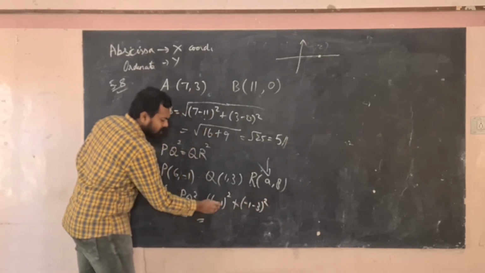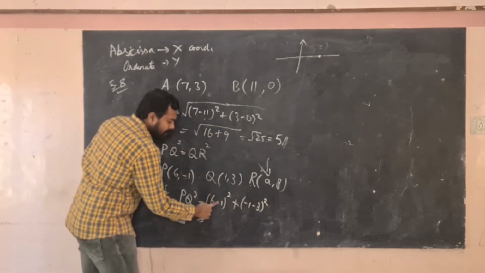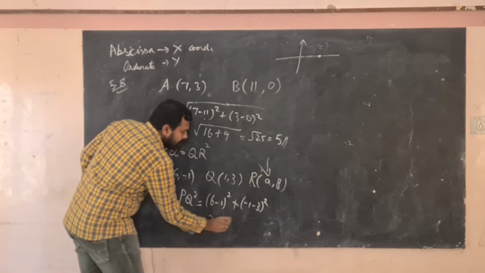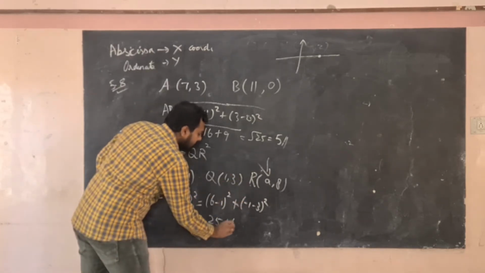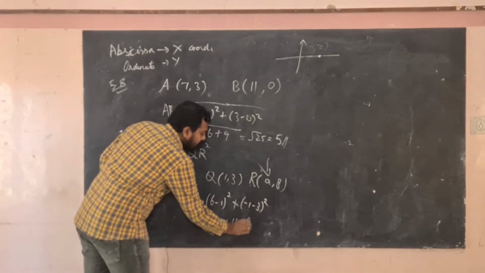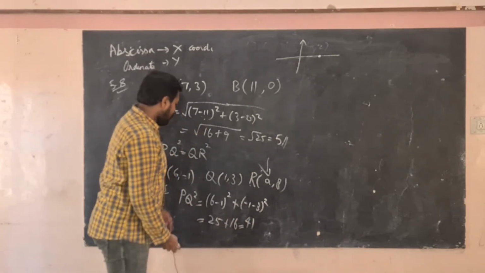What is 6 minus 1? 5 square. 5 square is 25. Minus 1 minus 3 is minus 4. Minus 4 square is 16. So what will be the answer? 41. Okay, so what is the right hand side?